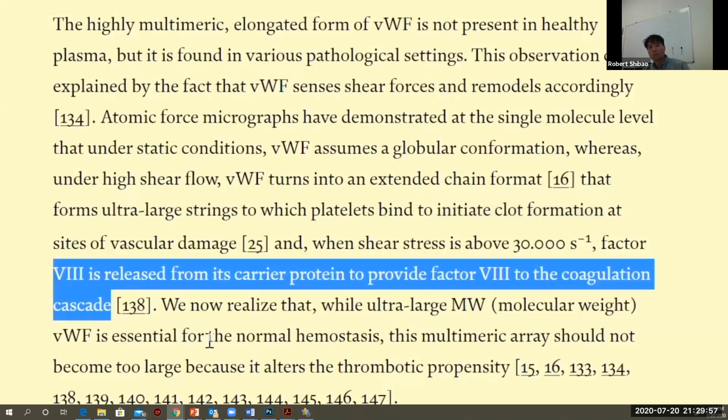We now realize that while ultra-large molecular weight von Willebrand factor is essential for the normal hemostasis, this multimeric array should not become too large because it alters the thrombotic propensity. Now notice what they say here.